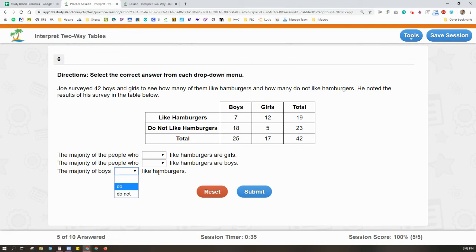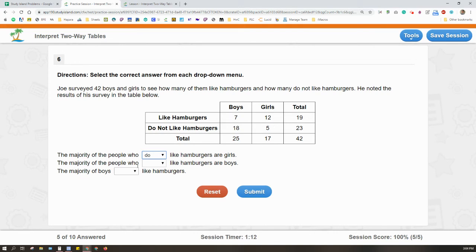Okay, let's figure it out. The first statement, we're trying to figure out if the majority of people who do or do not like hamburgers are girls. So the majority of people who do like hamburgers are girls, or the majority of people who do not like hamburgers are girls. Let's look at the people who like hamburgers. Of the people who like hamburgers, 7 are boys, 12 are girls. So the majority of the people who do like hamburgers are girls, because 12 out of the 19 of the row of like hamburger people are girls. So the answer to the first one is it's the majority of people who do like hamburgers are girls.